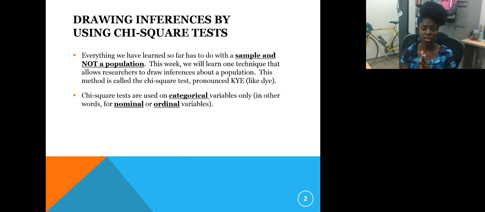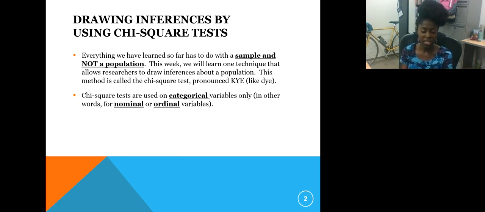Chi-square tests are used on categorical variables only. In other words, nominal, ordinal, what else? Hopefully you're saying dummy. Yes, nominal, ordinal, dummy variables are all categorical variables. And just like we used contingency tables for only categorical variables, we're going to go back to that lecture and extract those contingency tables that are talking about the sample, and now we're going to be able to use it to talk about the population through chi-square testing.